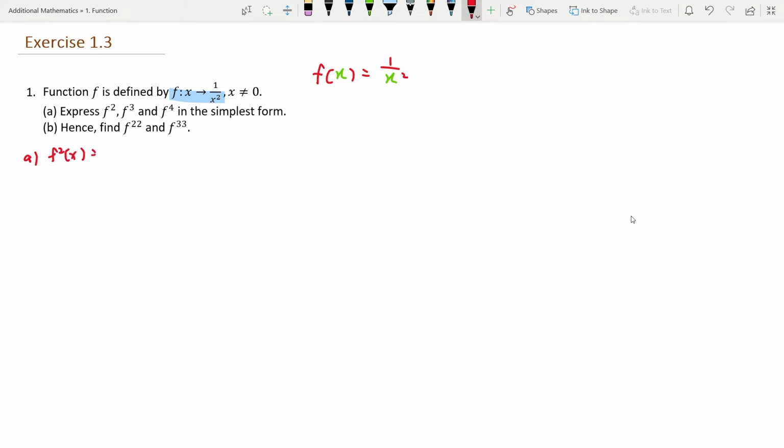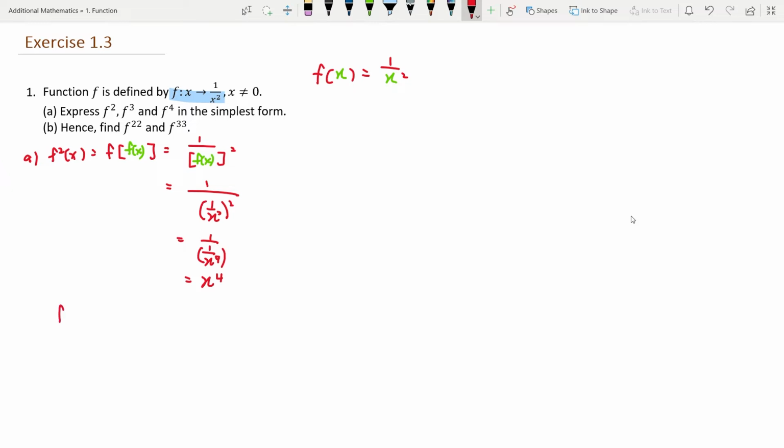f2(x) refers to f of f(x). We substitute the f(x) into the function f. We get 1 over f(x) squared. To substitute the f(x), we have 1 over (1 over x squared) squared, which is 1 over x to the power 4, that is, x to the power 4.